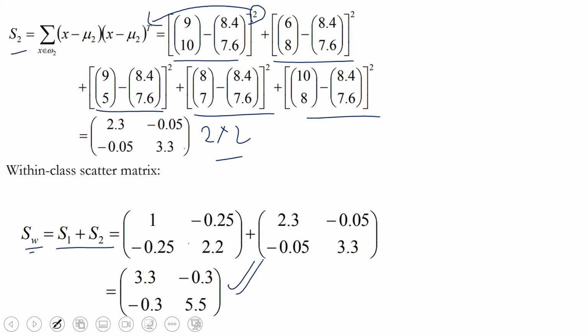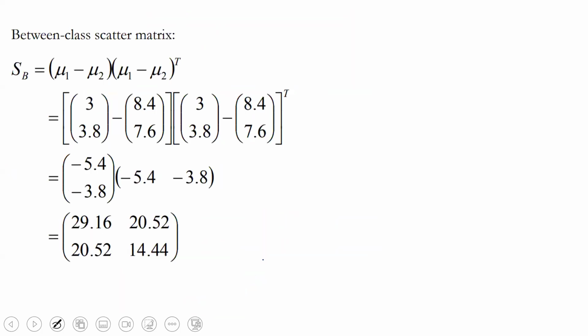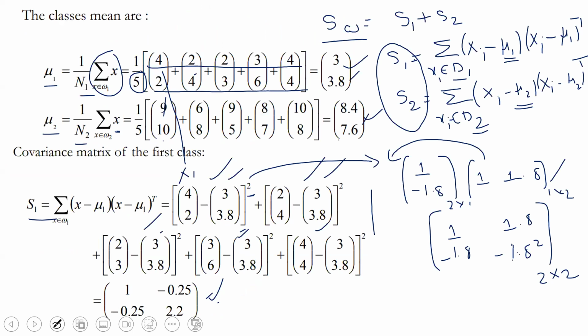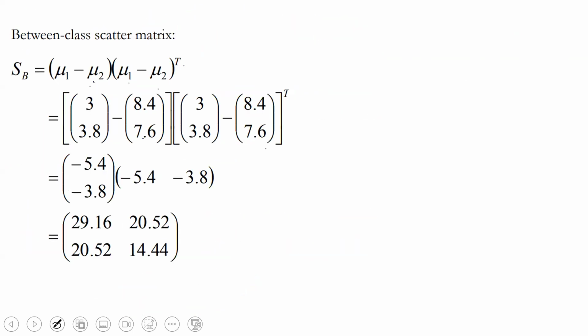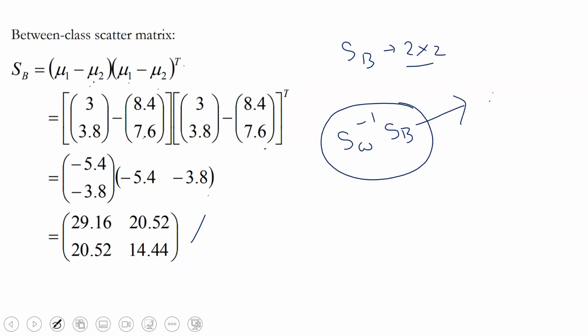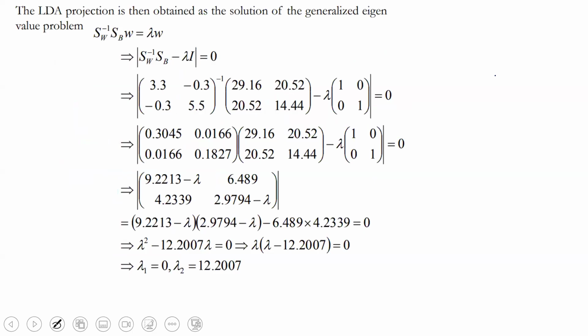The second thing is you have to calculate SP. SP is nothing but (mu1 minus mu2) into (mu1 minus mu2) whole transpose. You calculated mu1 here and mu2 here. Subtract, so this becomes 2 by 1 into 1 by 2, which is a 2 by 2 matrix. So SP is also a 2 by 2 matrix. Now you have to take the inverse of SW, multiply that with SP, and calculate the eigenvectors of this. That will give you W, which is the direction you are trying to find out.